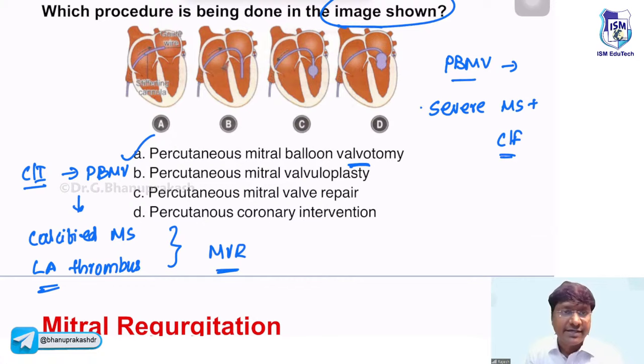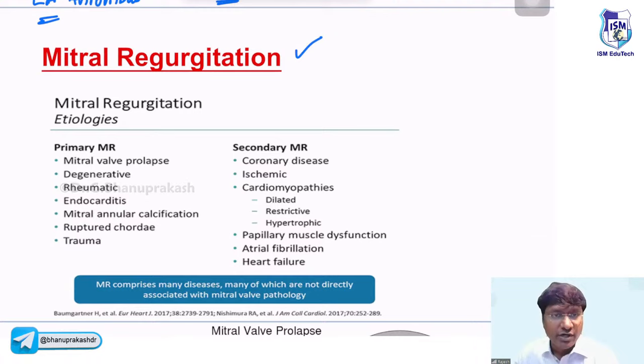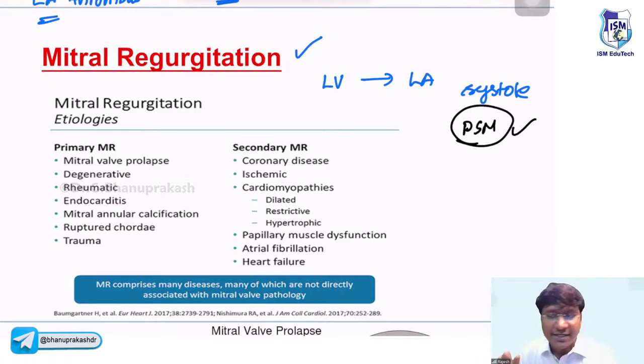Now, after having discussed mitral stenosis, we'll move on to the next topic, that is mitral regurgitation. So mitral regurgitation, what exactly is that? It is the regurgitation of blood from the left ventricle to the left atrium during systole. And the regurgitation occurs throughout the systole. Because of that, the murmur you get here is the pan-systolic murmur, which you get in patients with mitral regurgitation.